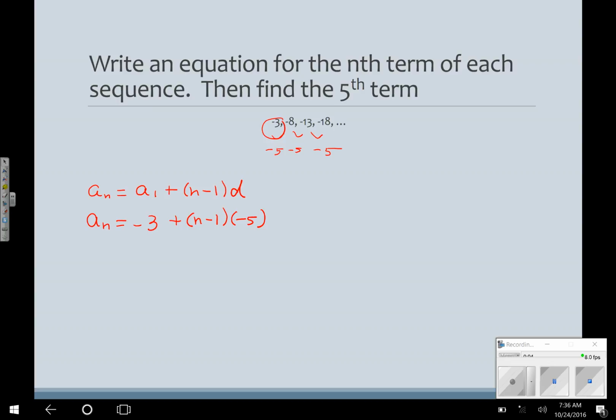So the 5th term, I can just follow the pattern. I've got 1, 2, 3, 4 terms. If I subtract 5 again, I'm going to get negative 23.